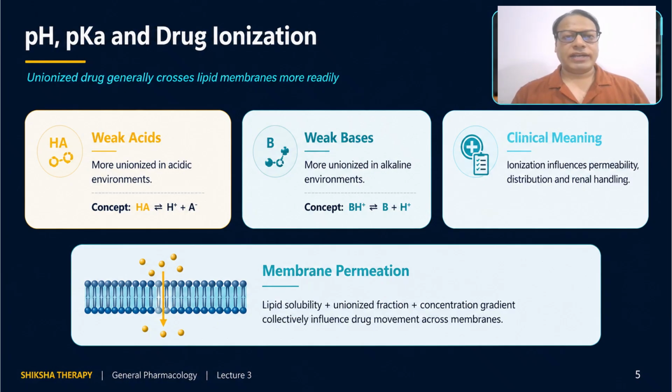pK, pH and drug ionization. Drug absorption is strongly influenced by pH, pK and the degree of ionization. In general, the unionized form of drug is more lipid soluble and crosses biological membrane more easily. The ionized form is usually more water soluble and crosses lipid membrane less efficiently. Weak acid and weak bases show different degree of ionization depending on the pH of the surrounding environment.